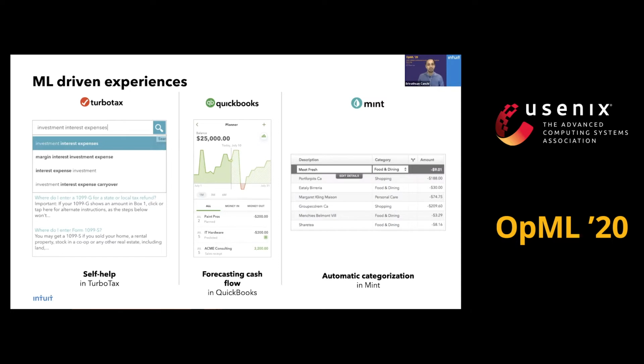For example, in TurboTax, the self-help feature, which looks at what help articles to surface to you, has an ML model behind that, which is predicting that. Similarly, in QuickBooks, a cash flow forecast for a small business can be incredibly important for them to predict how their cash flow is going to be for the days to come. And an ML model is crunching a lot of data behind the scenes in order to provide them with this prediction of how their cash flow might look like.